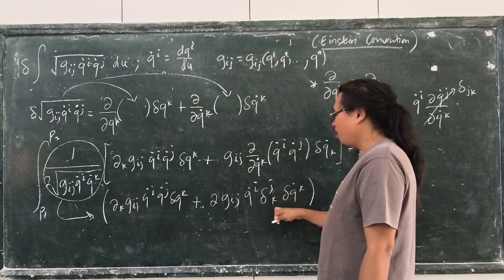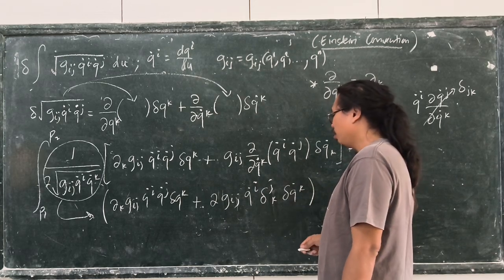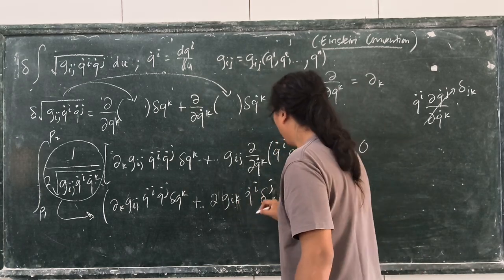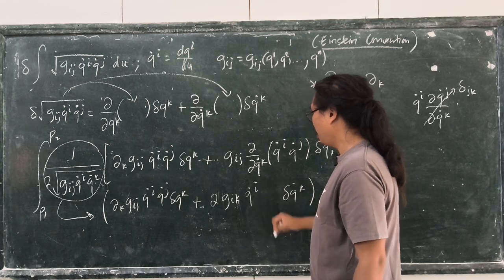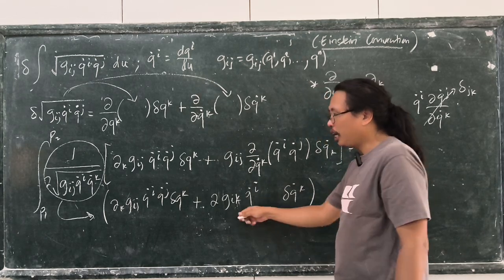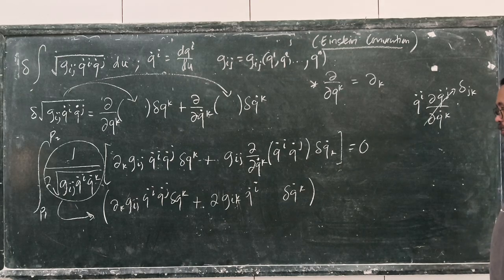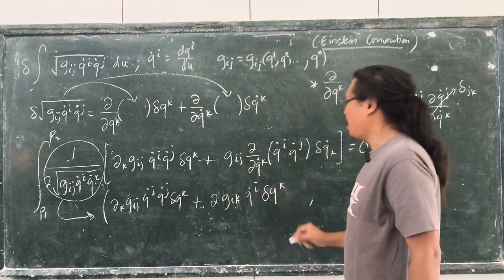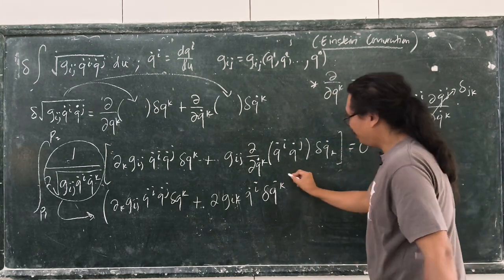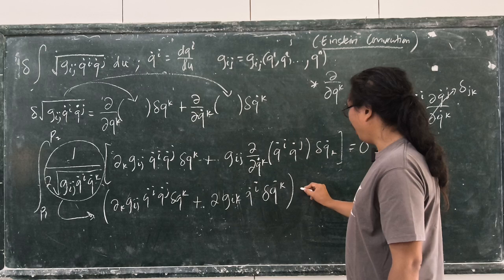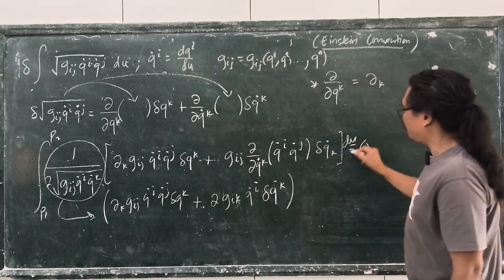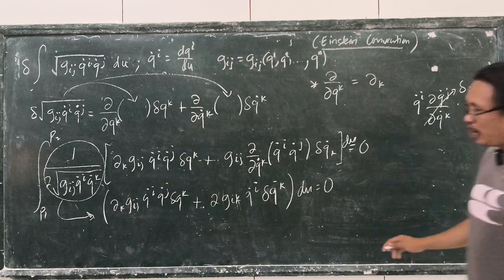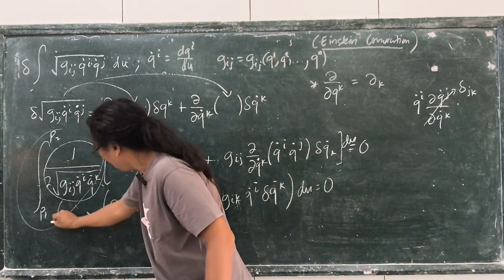What we do next is change J to K, so this just becomes IK, and delta Q K. And this, by the way, equals 0. Don't forget, this is still an integral; the whole thing is inside it.